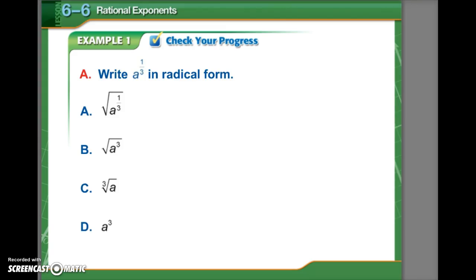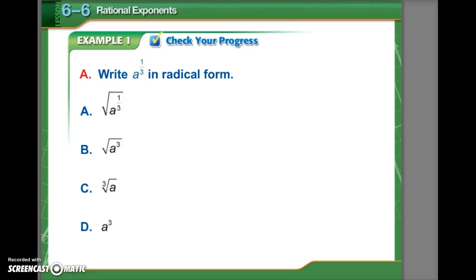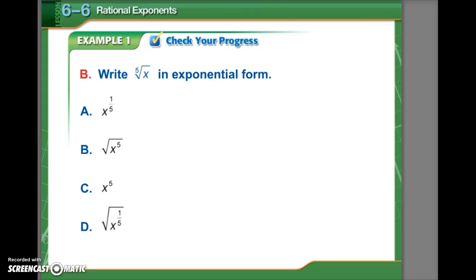Okay, what's our answer here? A to the 1/3 would be... go ahead and advance to the next slide when you have your answer. And obviously this is C. We're going to look at part B. The 5th root of x would be what power? When you have your answer, go to the next slide. And clearly this also would be letter A.